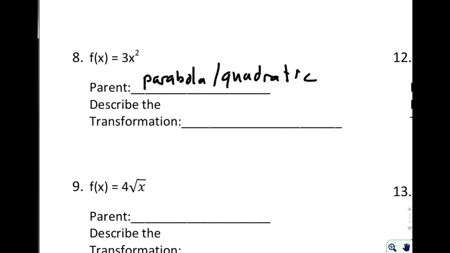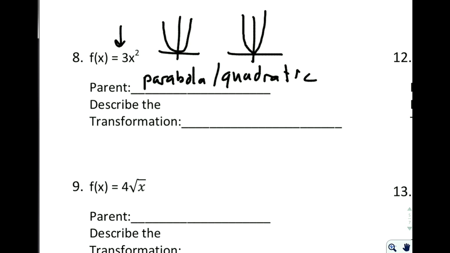Whenever you have a basic parabola, you get your basic U shape. If you change that number out front, what that will do to the graph is make it much thinner. So it will become probably much thinner than that, something like this. That U will become much thinner if you have a number greater than 1. If you had a fractional number like 1/2, it would actually get wider. So that number right there determines how much your parabola is stretched. So the transformation would be stretch times 3.